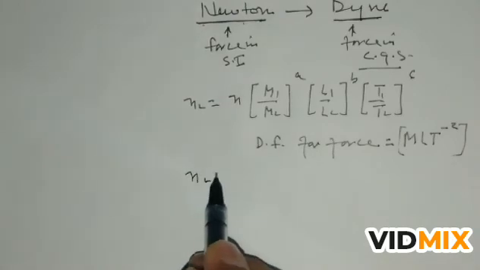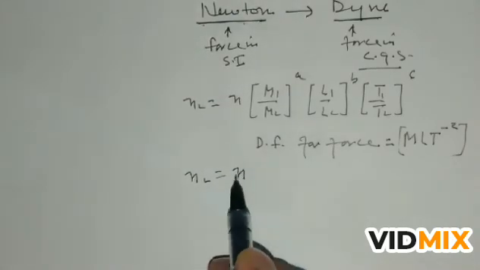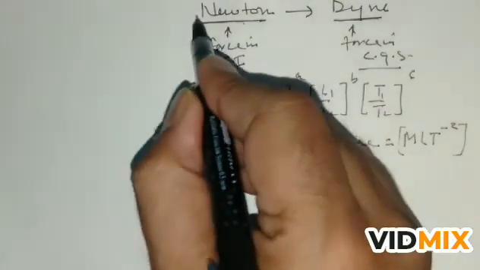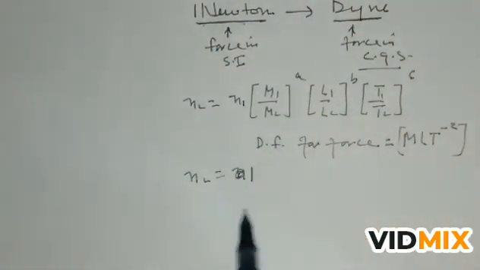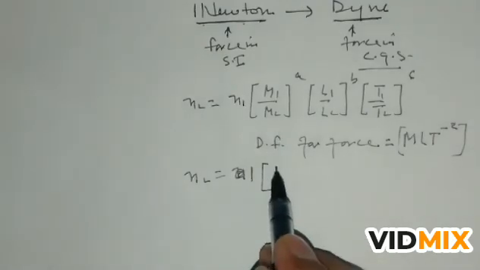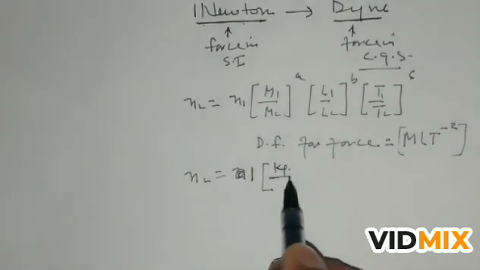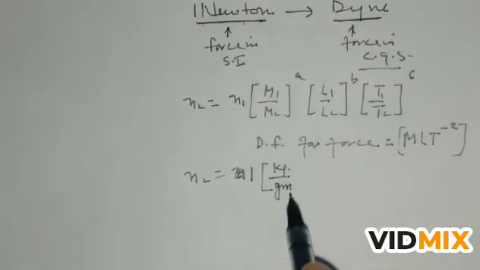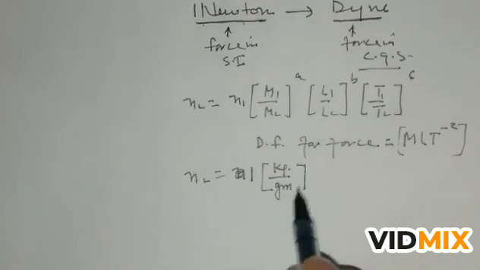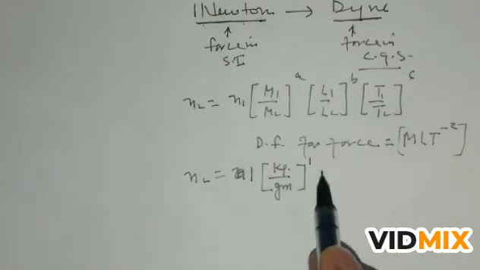n2 is equal to n1. अब n1 कितना है हमारे पास? 1 न्यूटन है. तो दिस इज 1, n1 की वैल्यू 1 हो गई. एंड m1 क्या है हमारा? m1 हमारा किलोग्राम में है, और m2 हमको निकालना किस में है? ग्राम में, क्योंकि CGS में है, ग्राम में करना है. इसका डायमेंशन कितना है? 1, तो यहाँ 1 कर लेंगे.